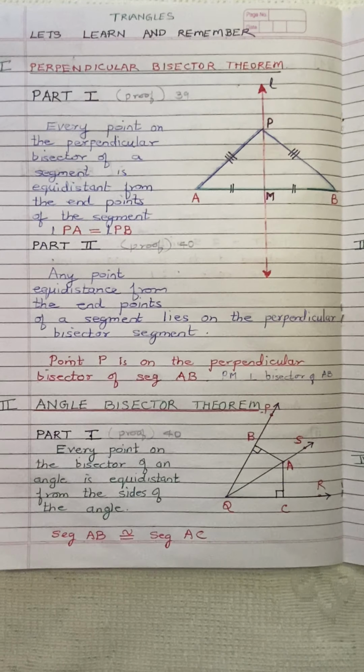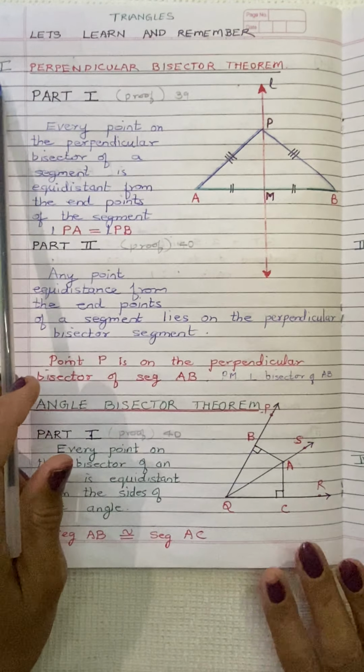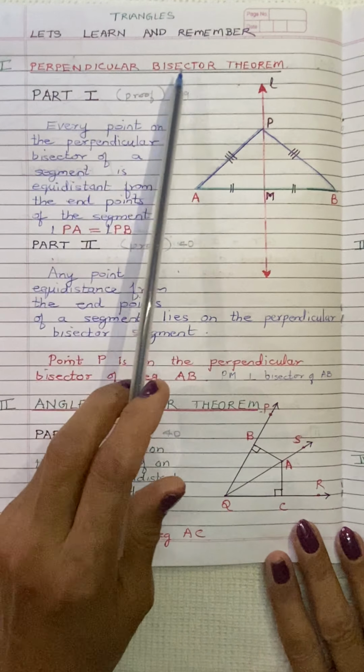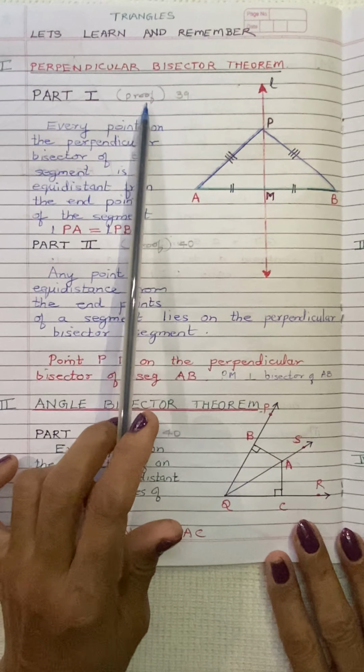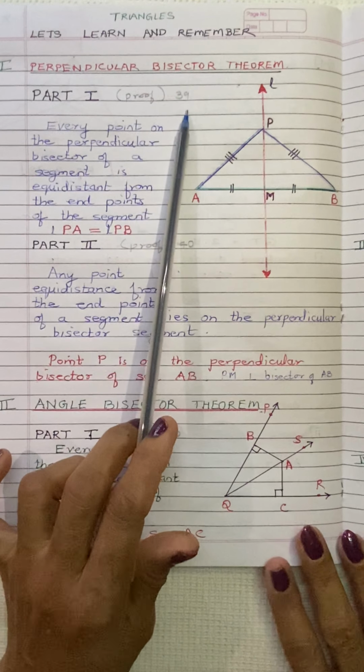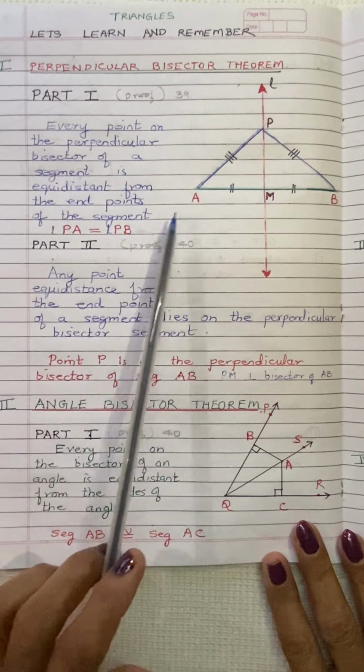Let's continue with the chapter Triangles. Let's learn and remember. First, the perpendicular bisector theorem. Part 1. The proof in detail is given on page number 39 of your textbook. I'm just revising it with you.